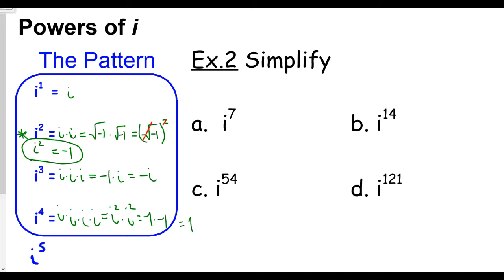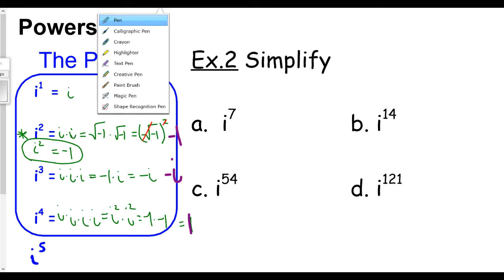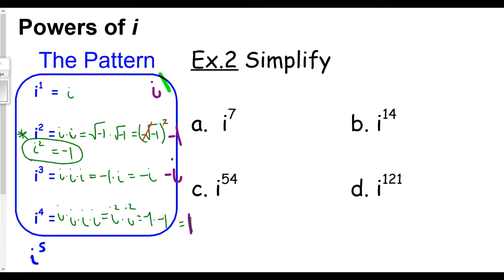Okay? So the pattern that we're starting to notice from these problems is that i to the first is i, i squared is negative 1, i cubed is negative i, and i to the fourth is positive 1. So here's the pattern we've developed for these powers of i: i to the first is i, i squared is negative 1, i cubed is negative i, and i to the fourth is positive 1.